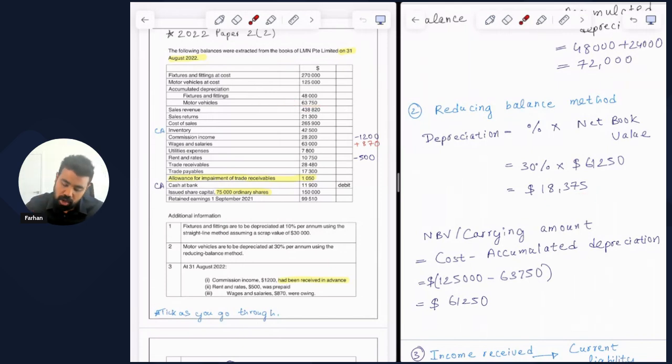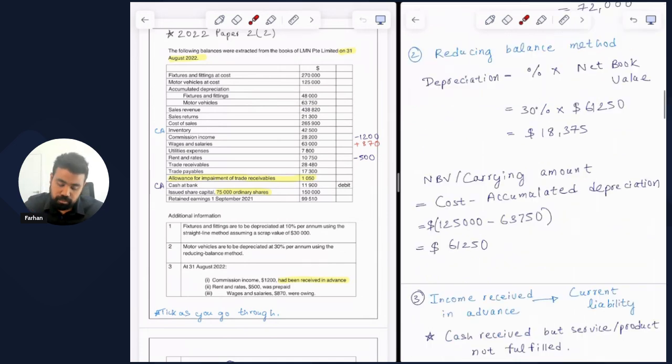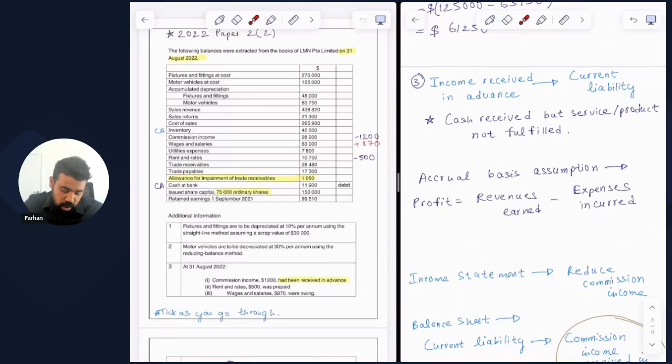Okay, so if that is clear, which I believe so, let's move to the third additional information. The third information says that at 31 August 2022, commission income $1,200 had been received in advance. Always remember that anytime you receive income in advance, we have to classify that as a current liability. Now, the reason this is a current liability is because we are receiving the cash, but we are yet to fulfill our obligation in terms of delivering the service or the product.